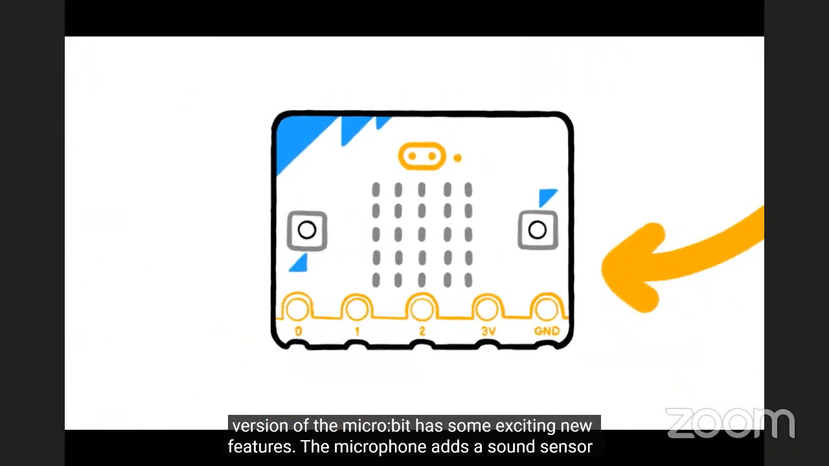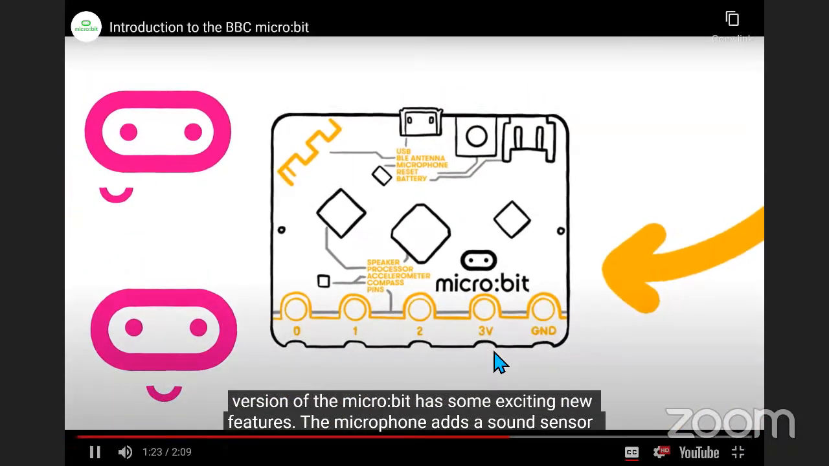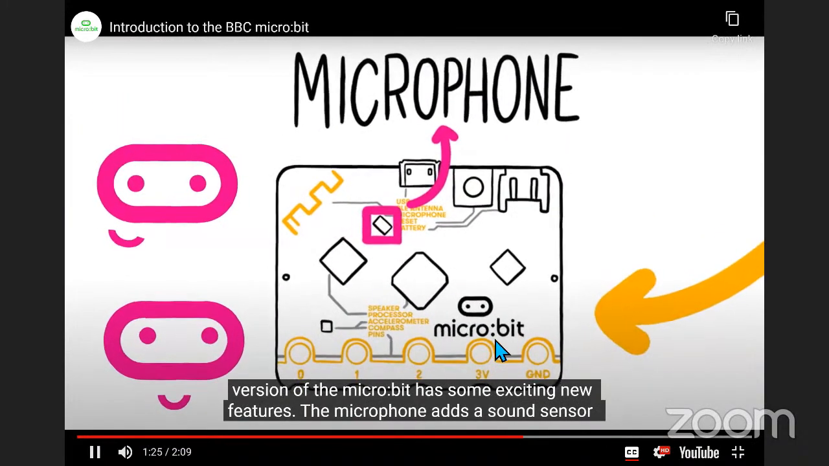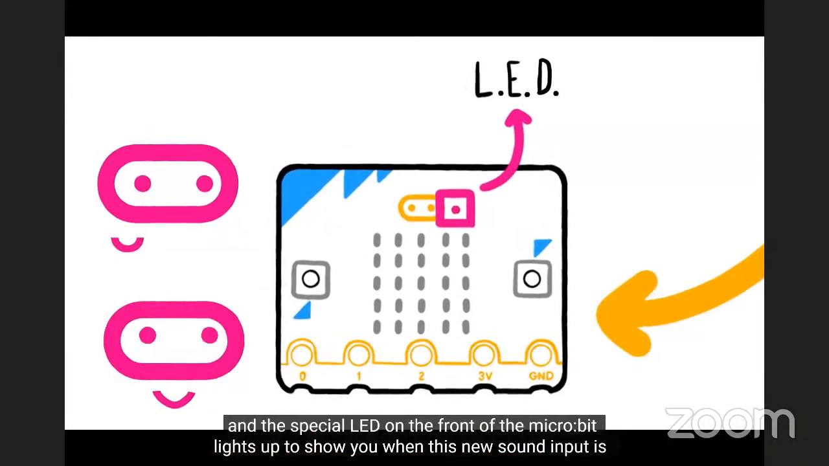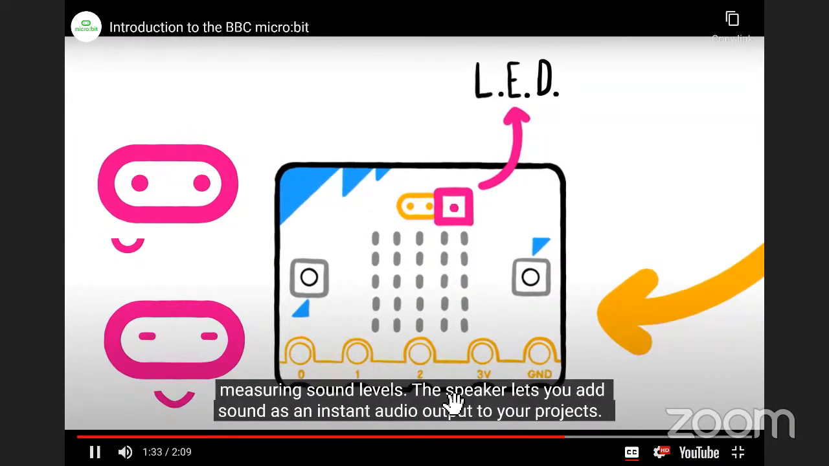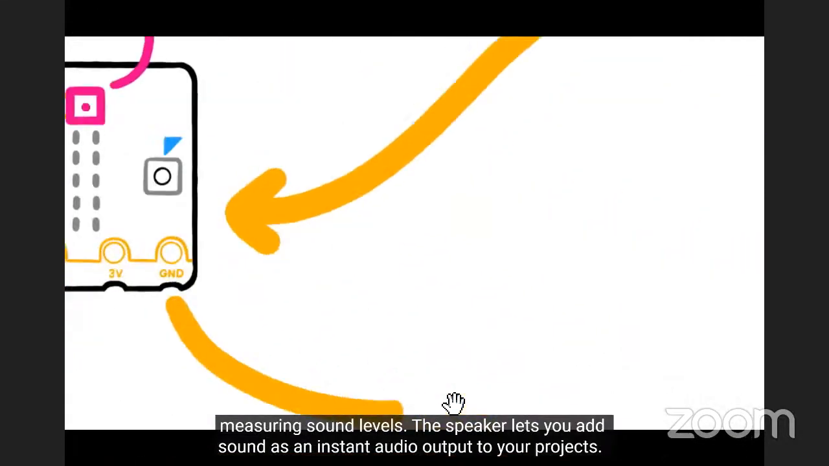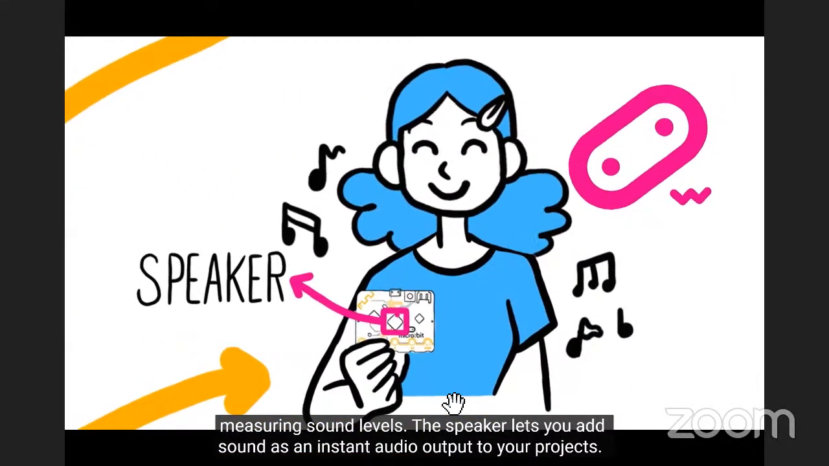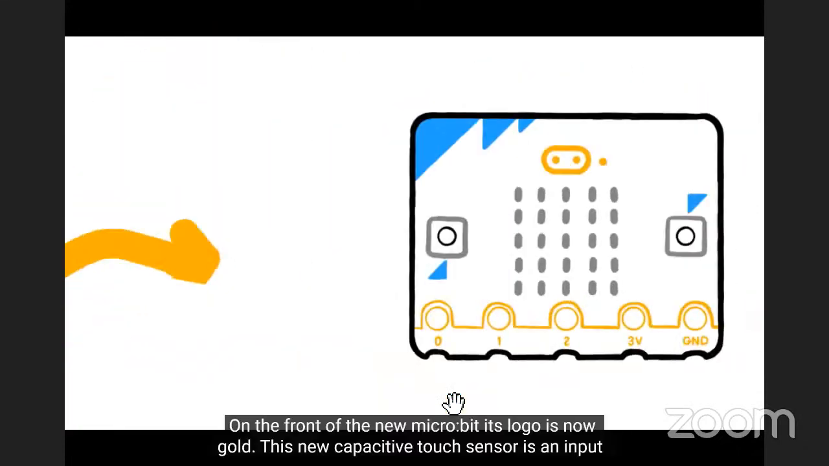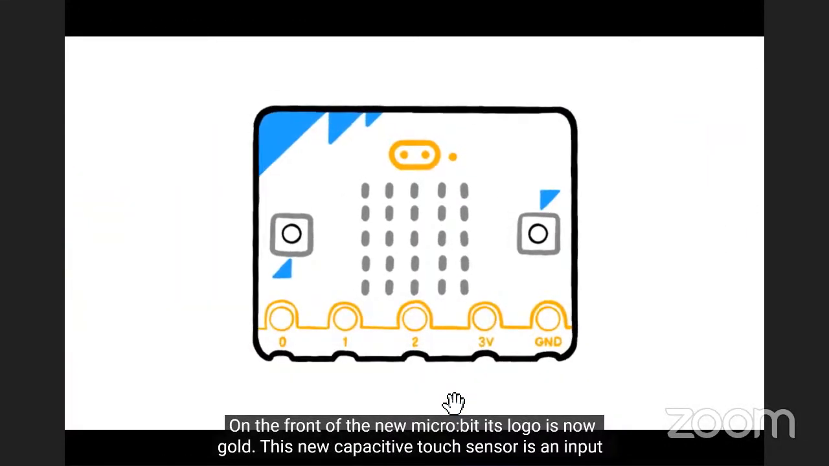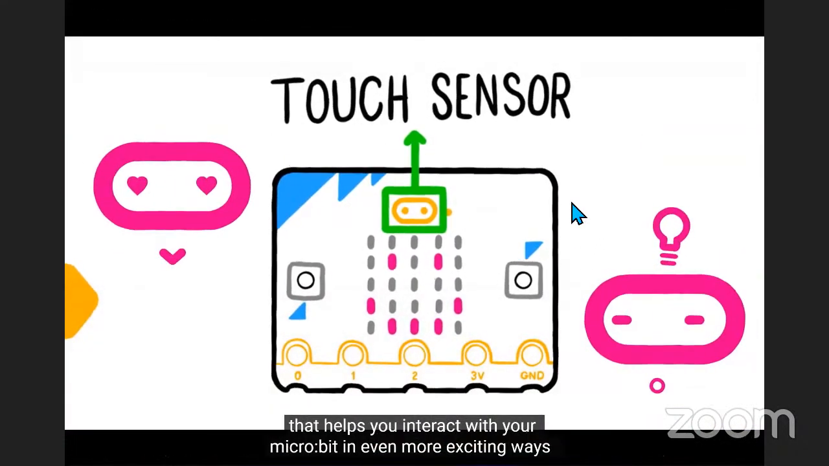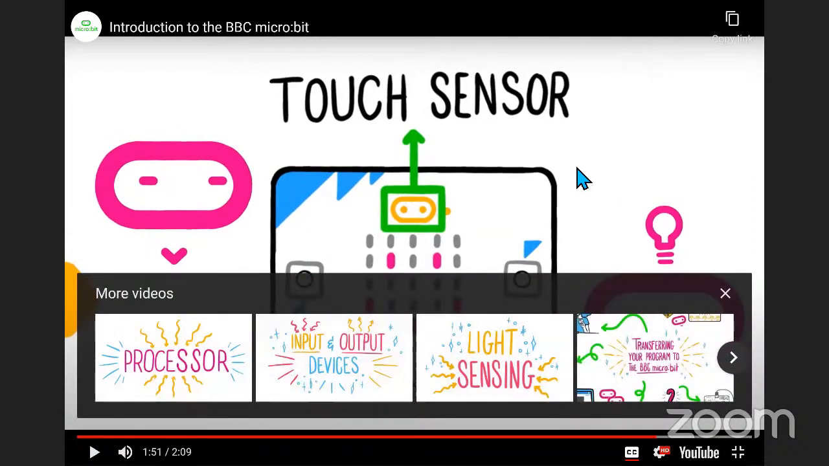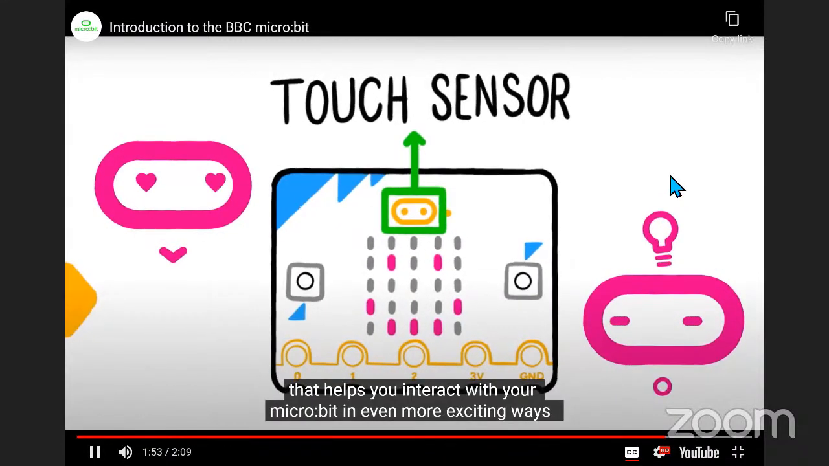The latest version of the micro:bit has some exciting new features. The microphone adds sound. The special LED on the front of the micro:bit lights up to show you when the micro:bit is using sound as input to your project. On the front of the micro:bit, its logo is now gold. This new capacitive touch sensor is an input that helps you interact with your micro:bit in even more exciting ways.